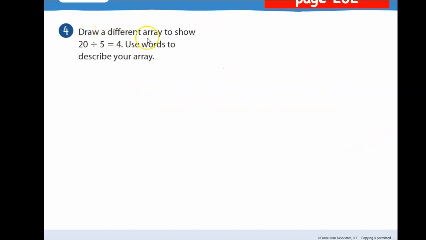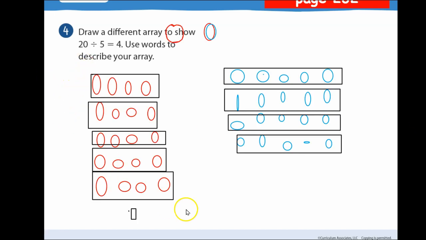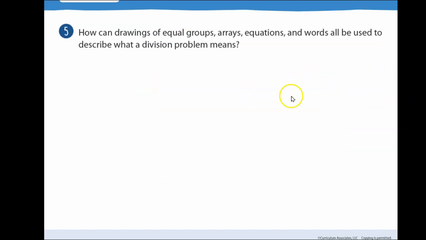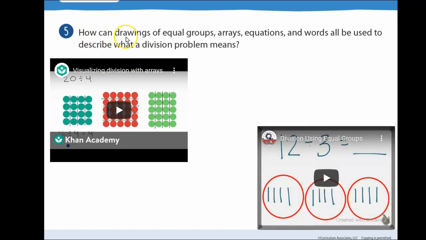Okay. It says draw different arrays, which we kind of did already, huh? 20 divided by 5 equals 4. We did already. Look. We did this array here and then this one right here. Okay. Those are 2 different ways to make 20 divided by 5 equals 4. Sweet. Okay. You can draw.